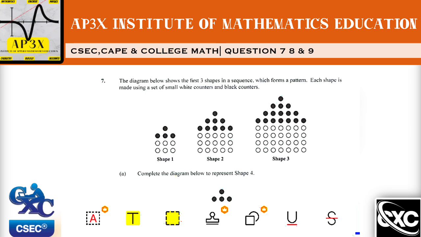Now here we're looking at question number 7. It says that the diagram below shows the first 3 shapes in a sequence which forms a pattern. Each shape is made using a set of small white counters and black counters. So as we look at this diagram here, let's see if we can figure out the pattern that's going on. We see that in this first shape we have 1, 2, 3, 4 shaded counters, and then we have 6 white counters.